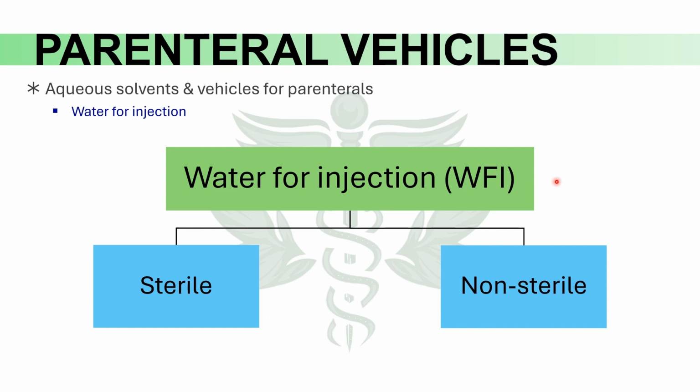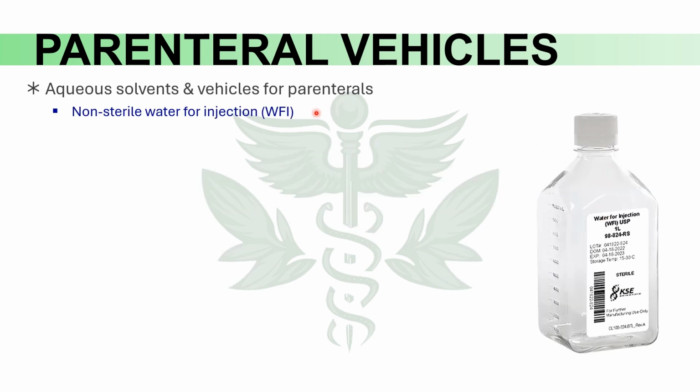Beginning with vehicles, the first type is water for injection. There are two types of water for injection: sterile and non-sterile. And we can already establish that water for injection doesn't always need to be sterile. It just needs to be pure enough so that it can be used in the formulation of injections. Let's start with non-sterile water for injection, because that's what we normally mean when we say water for injection without specifying the type.